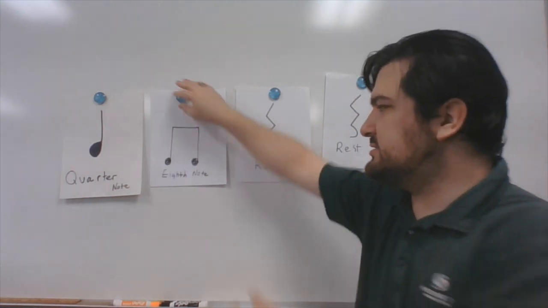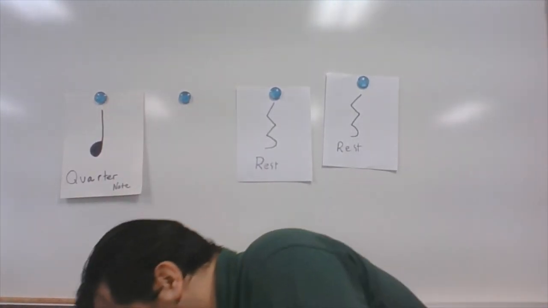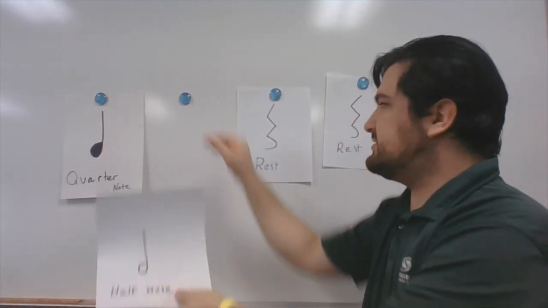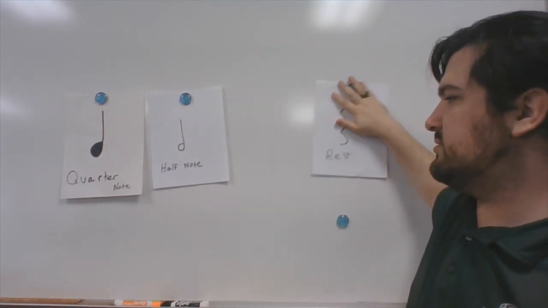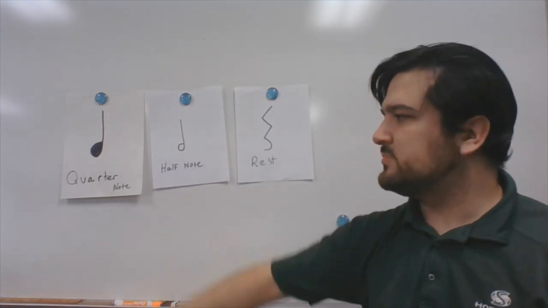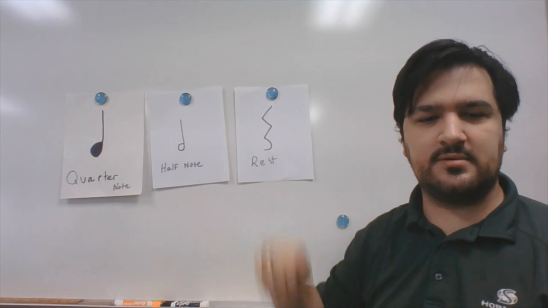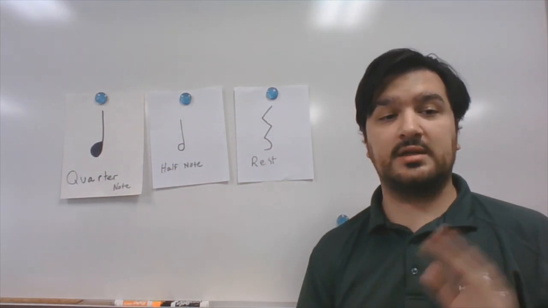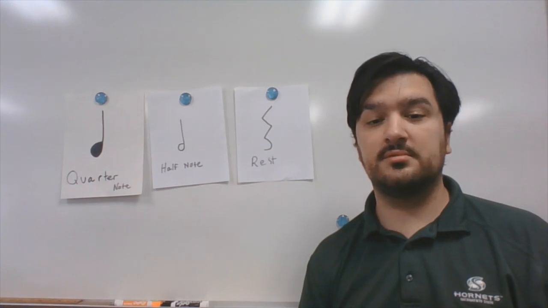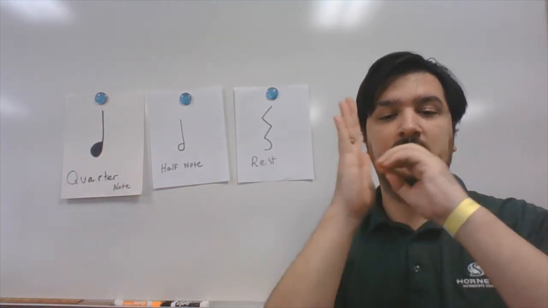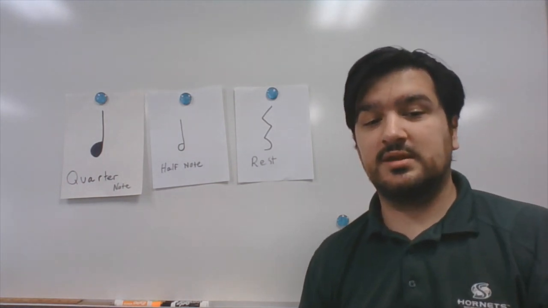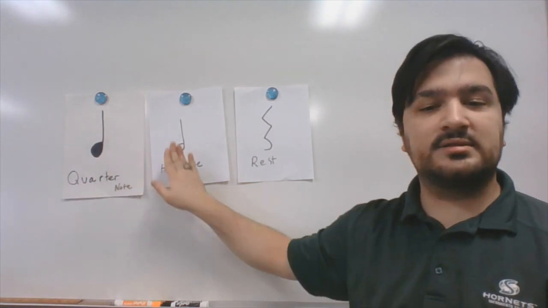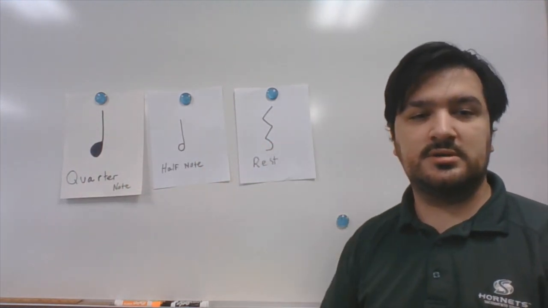All right, let's take out another thing. Let's add something. Let's move the eighth note. Let's add a half note. And let's just move one of these rests away. All right, let's take a look. We have a quarter note, a half note, and then a rest. So I'll do the hands, you do the sound. One, two, ready, go. Think you did it right? Let's hear what we think it sounds like. Ta, ta, sh. Very good.